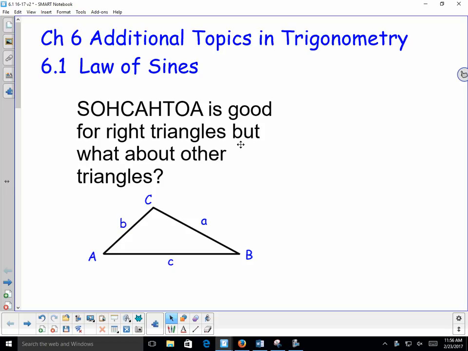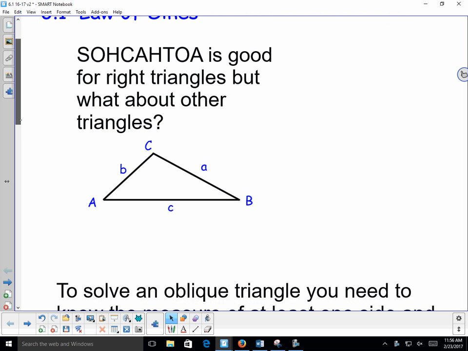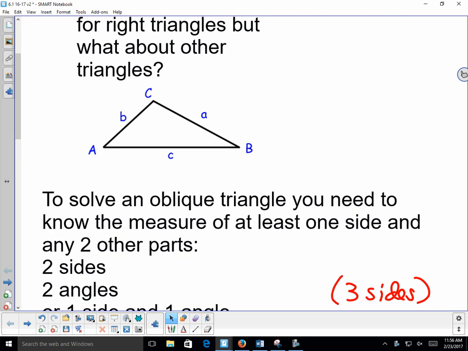SOHCAHTOA is good for right triangles, but what about other types of triangles? Triangles that are acute or obtuse? Well, we could call those oblique triangles. If they're not a right triangle, we could call them oblique triangles.